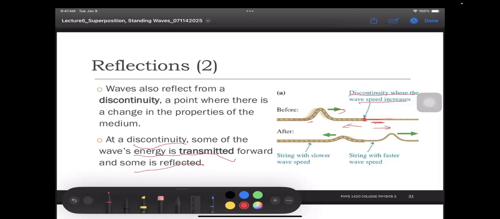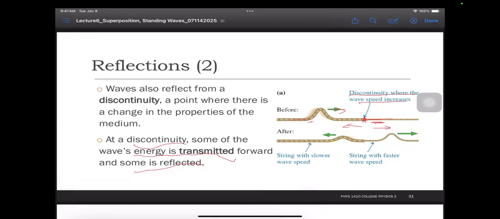This is also one kind of reflection situation. We call a situation like this a discontinuity, because it's not the same medium. It's just like a discontinuity. Does it make sense to you?